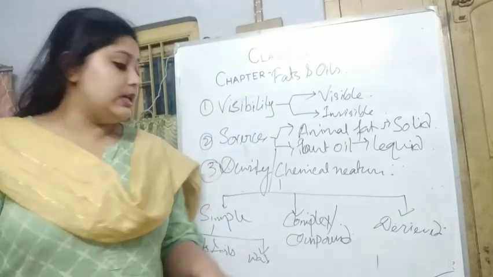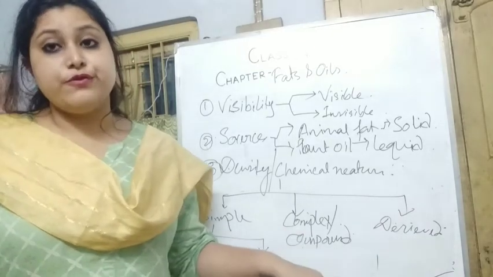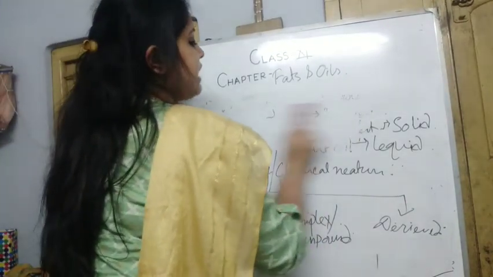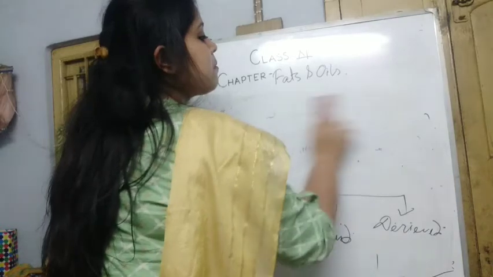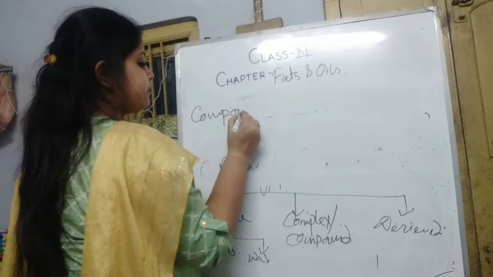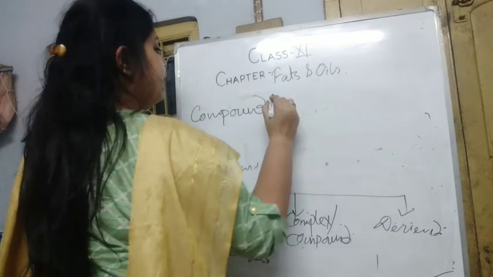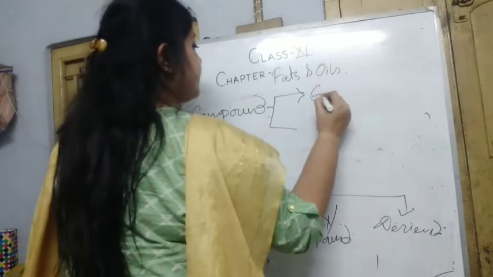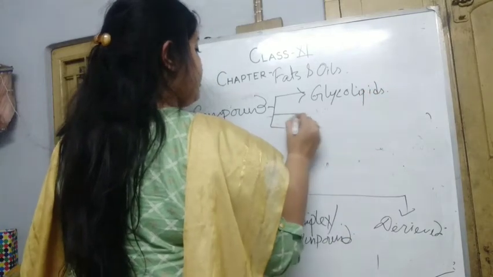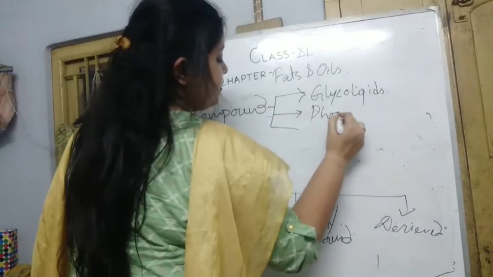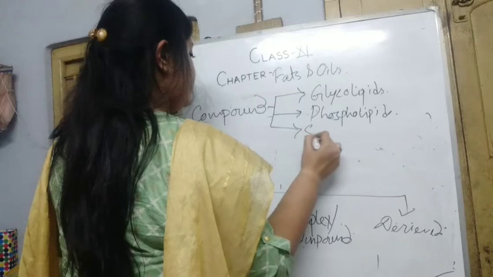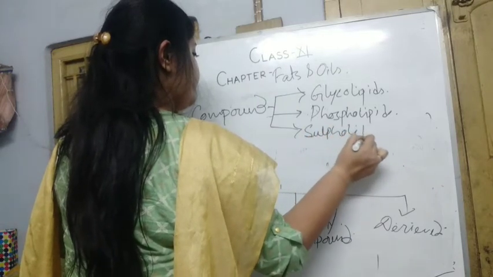The next one is complex or compound fats. The compound fats are of three types. The first type is glycolipids, the second one is phospholipids, and the third one is sulfolipids.